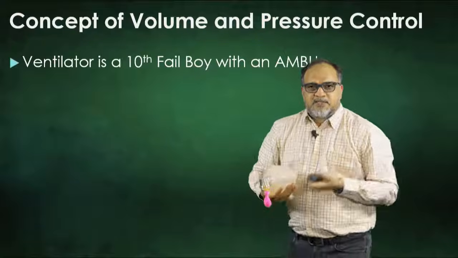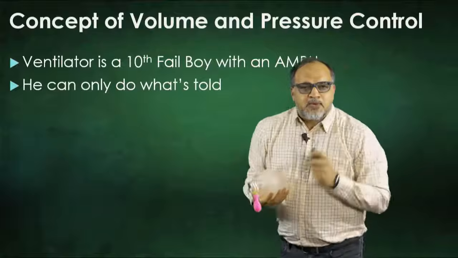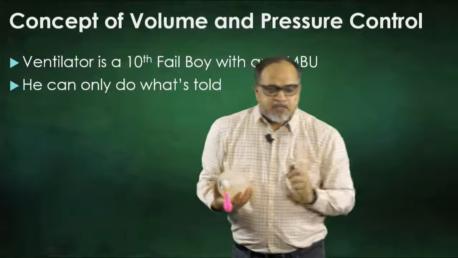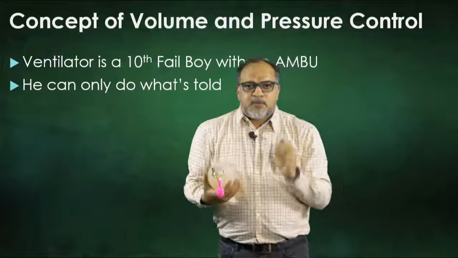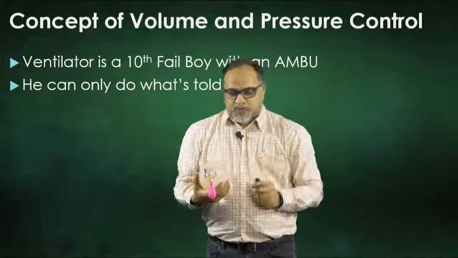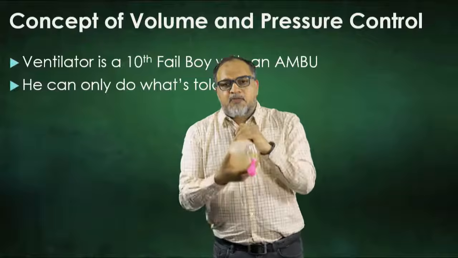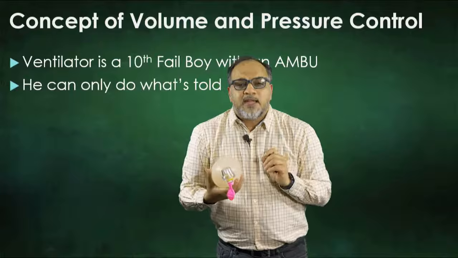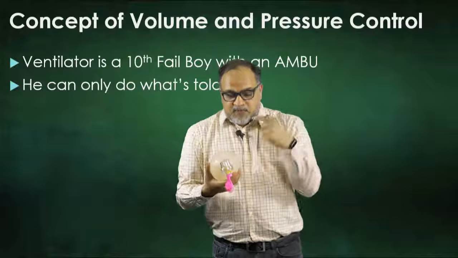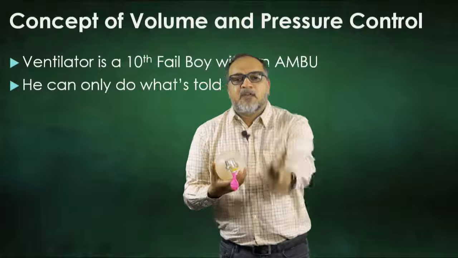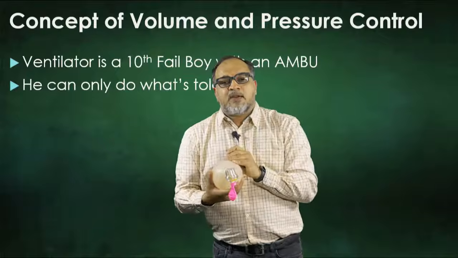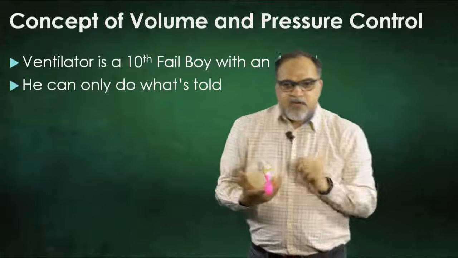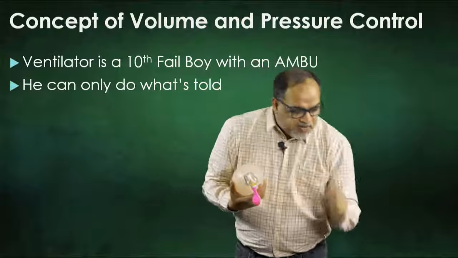So the ventilator is a 10th fail boy. It can only do what it is told. So please write in the chat box if you understood this concept of pressure control and volume control. In pressure control, we control the pressure which is generated in the balloon. We cannot control the tidal volume. In another case, we can make sure that 500 ml of tidal volume is going inside. We are not sure of the pressure. If you understood this, just write in the chat box.